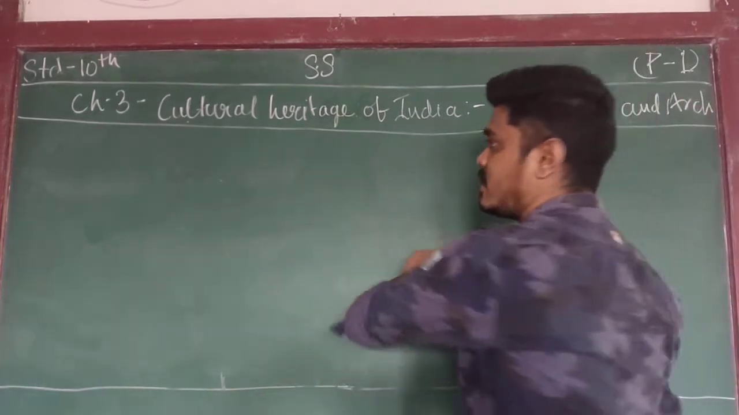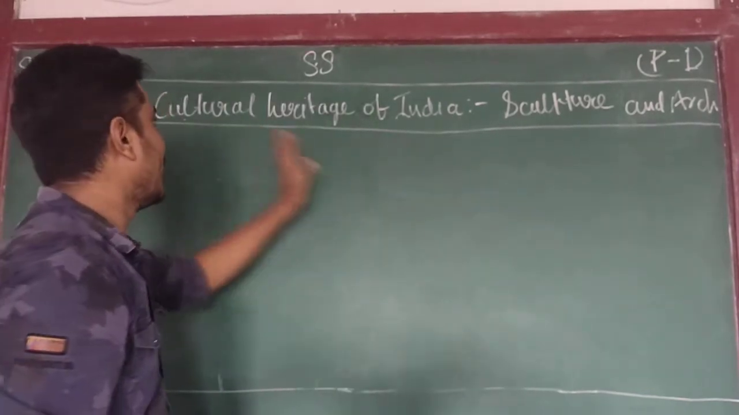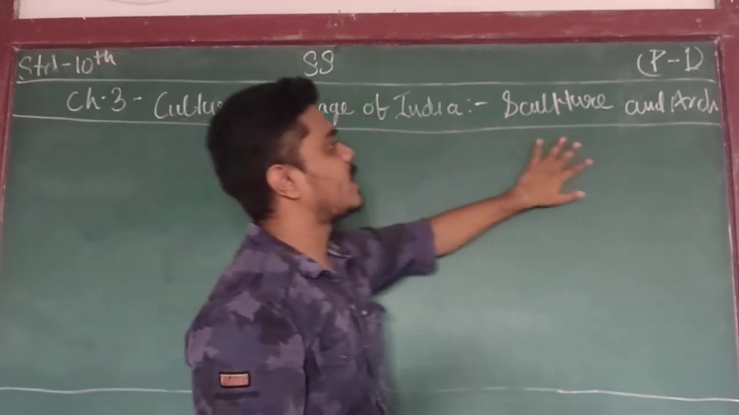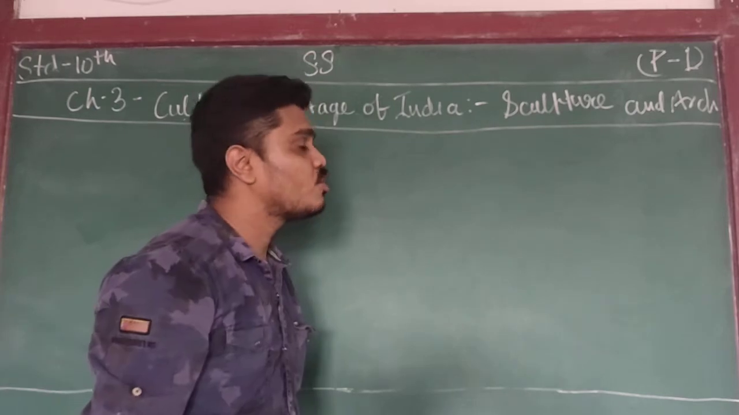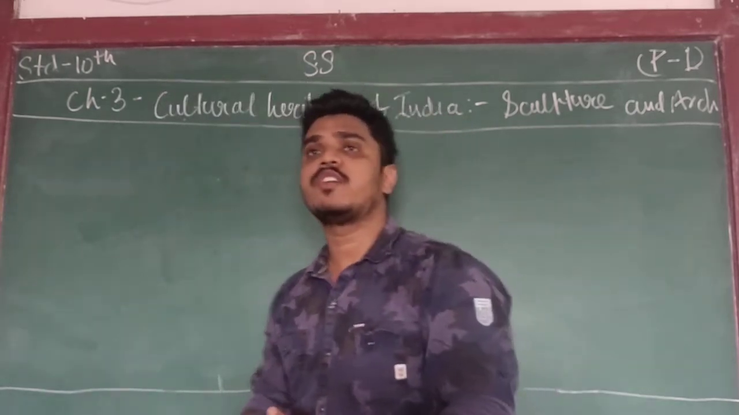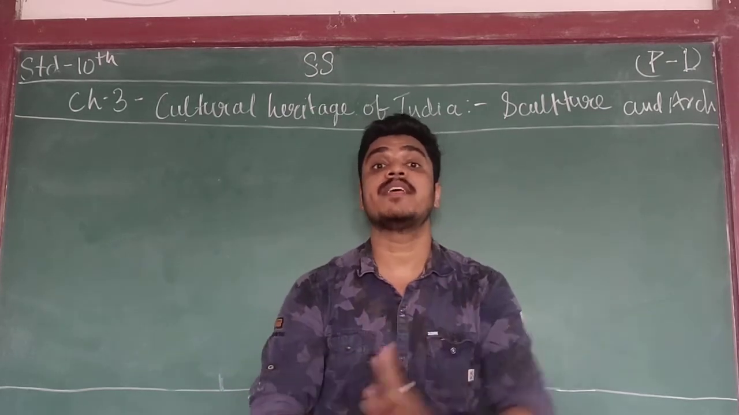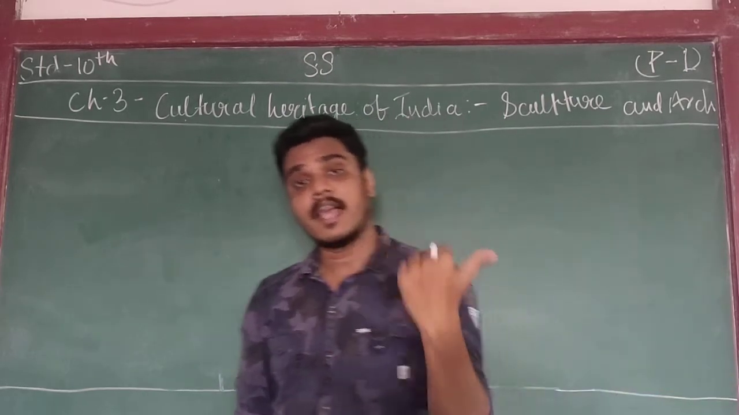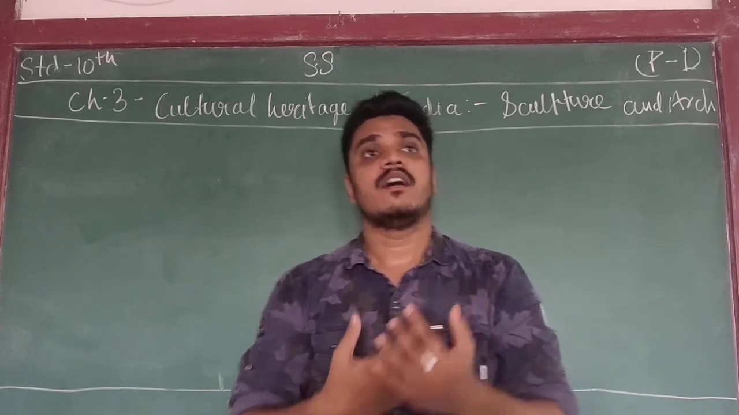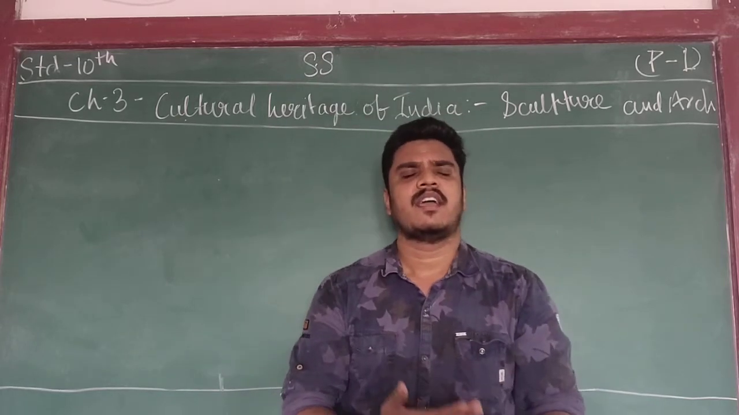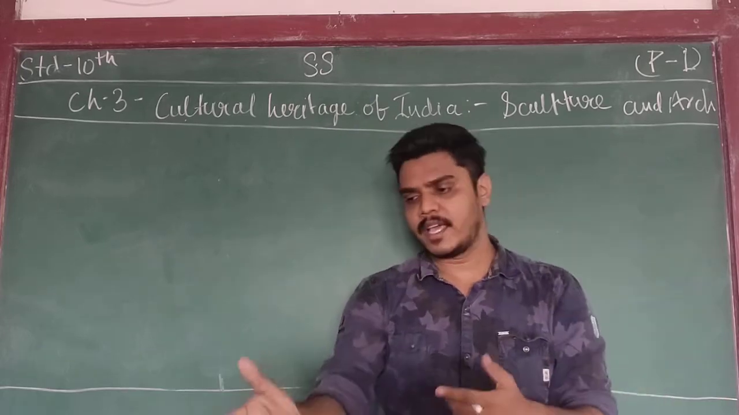Okay class, as the blackboard is not too much and the title is too much: Cultural Heritage of India, Sculpture and Architecture. So here in this chapter we are going to discuss the monuments, the physical appearance that we get from each of our culture, our heritage. It's a cultural heritage and all kinds of monuments and stone inscriptions, photos if there.